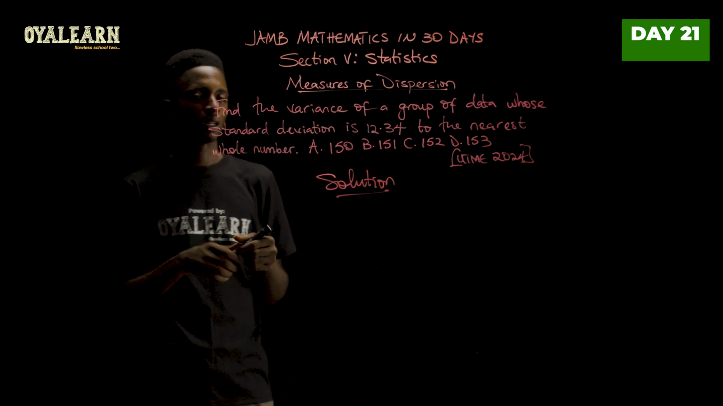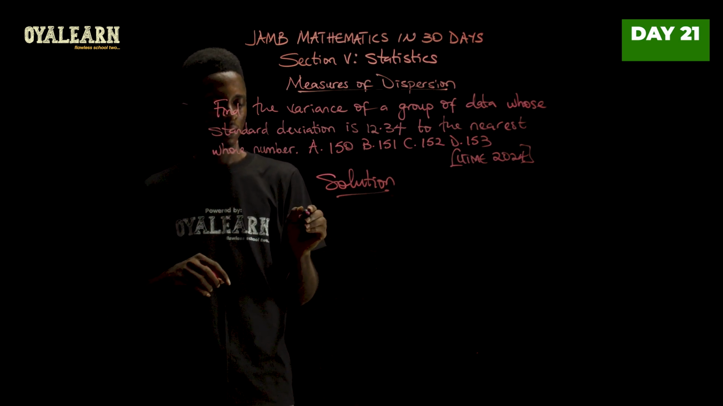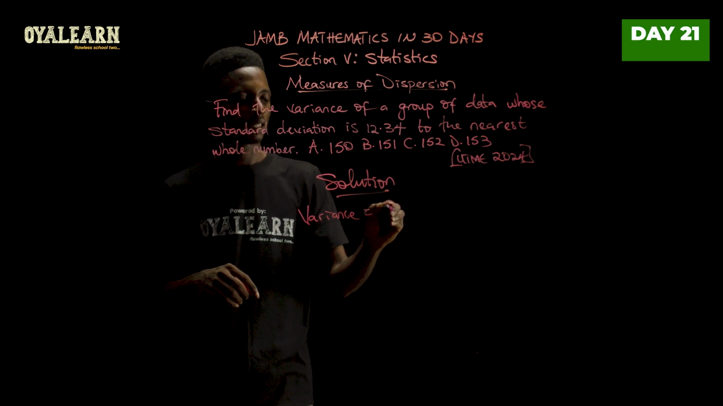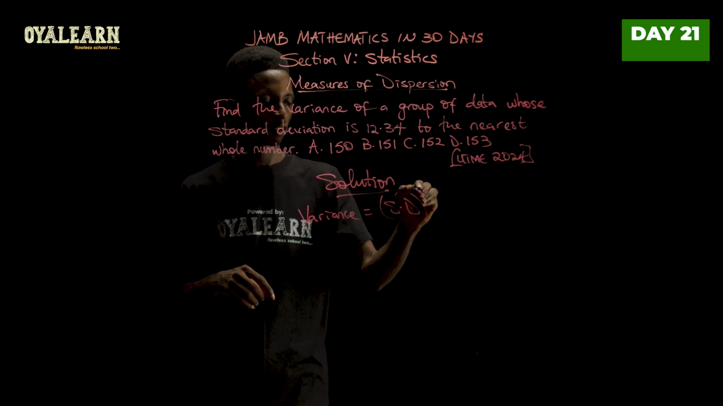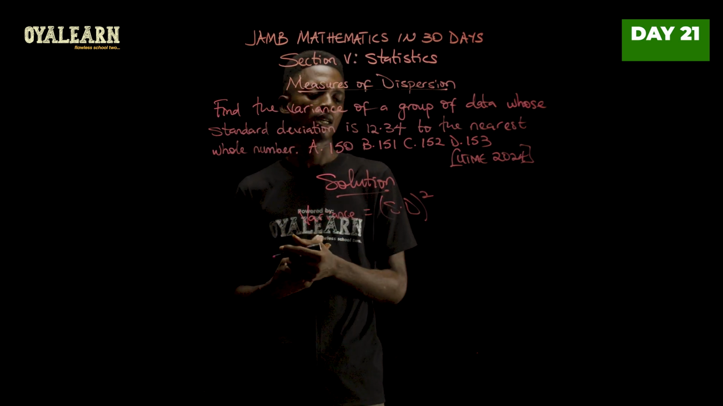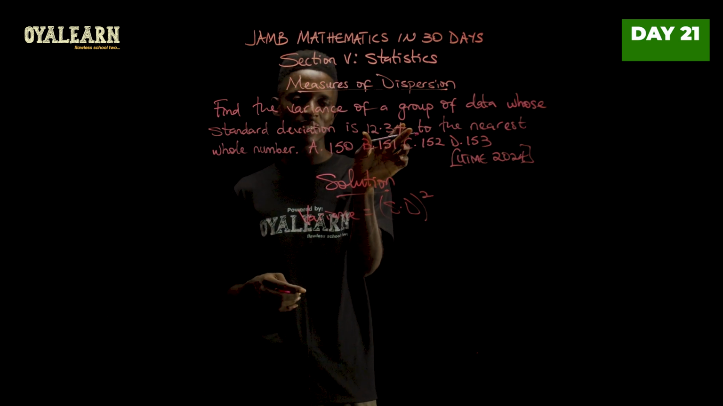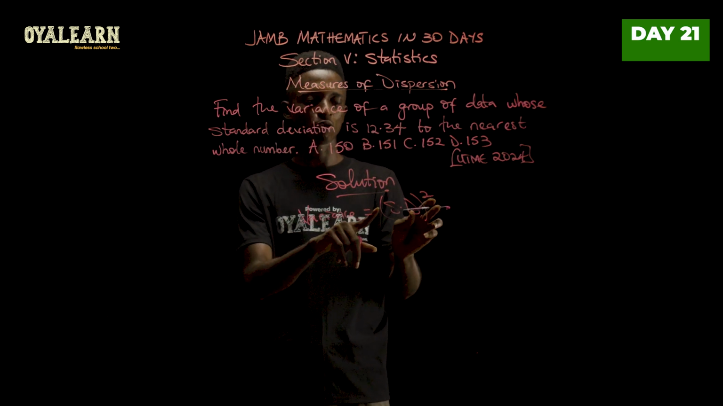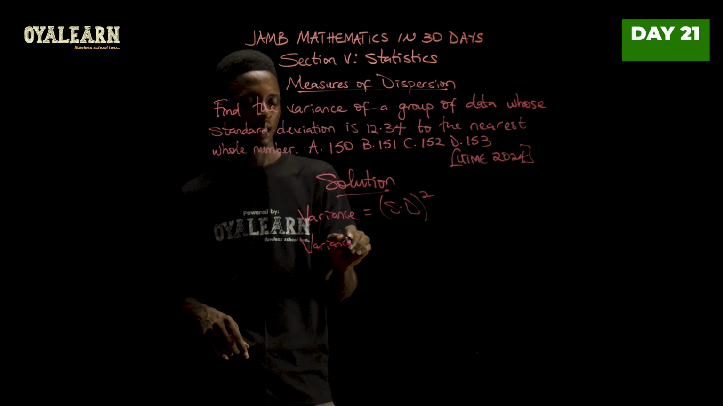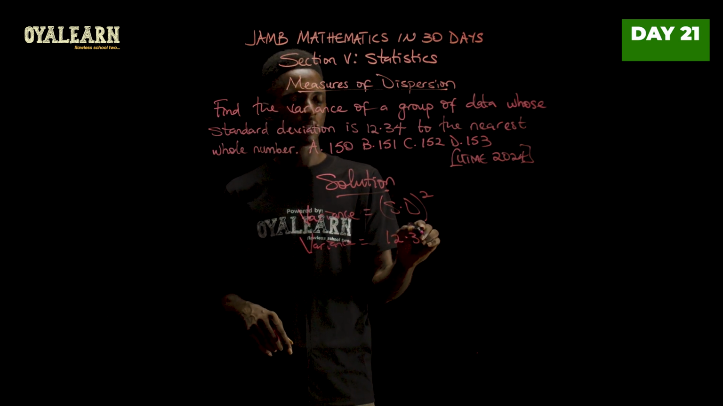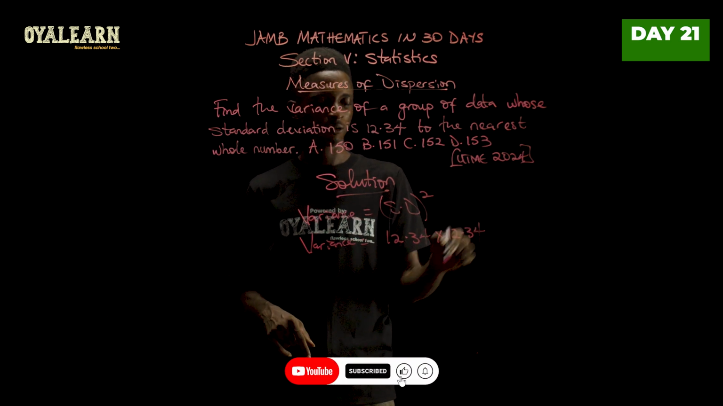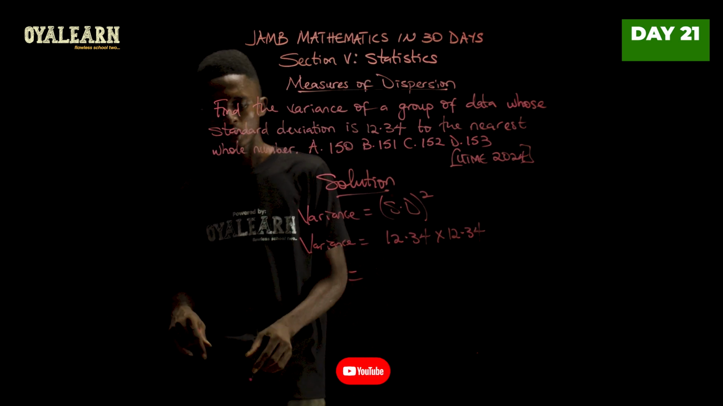To solve this, we must remember that variance is standard deviation squared. So basically, standard deviation is the square root of variance, right? So we already have the standard deviation. So to find variance, we have to square what we have. So variance is therefore 12.34 multiplied by 12.34. So let's find this.